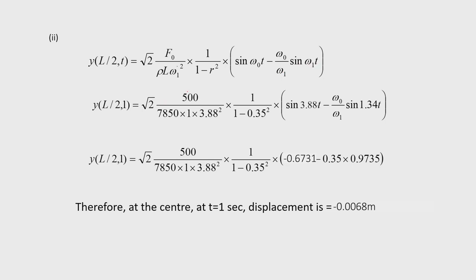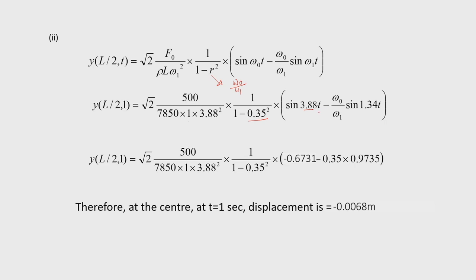Substitute all numerical values. F naught was 500 and rho is 7850, length is 1, omega 1 is 3.88, so omega 1 square is 3.88 square, into 1 divided by 1 minus 0.35 square. What is 0.35? 0.35 is the r. R is nothing but omega naught divided by omega 1. So that we have calculated and substituted here, r is equal to 0.35 into sin 3.88 into t minus omega naught by omega 1 sin 1.34 t. Now at any instant of time, we can calculate, and we can plot the graph also if required.